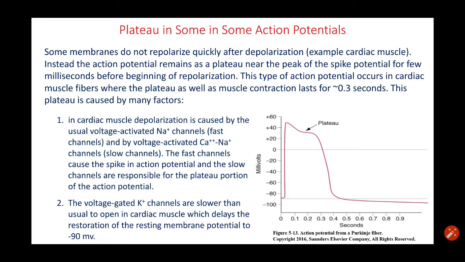Some action potentials are different. For example, look at the cardiac muscle potential. Here, potassium is regulating the resting membrane. Sodium is regulating the depolarization. Who regulates this bit? Calcium. The slow calcium channel will regulate this top bit. Okay? And then potassium kicks back in to bring about repolarization. Now, why do I need this kind of plateau in, say, a cardiac or a smooth muscle? So I can have a sustained contraction. Again, this is due to the slow calcium-sodium channels that are found in the membrane.